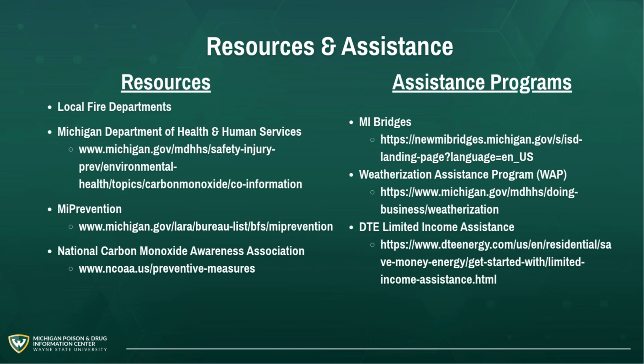The National Carbon Monoxide Awareness Association offers a wealth of information and resources that are available both nationally and in our state. In Michigan, qualifying applicants can receive help for the repair or replacement of heating equipment and appliances through programs such as MI Bridges, the Weatherization Assistance Program, and the DTE Limited Income Assistance Program. Be sure to check with your local utility provider for additional programs that may be available. And look for more resources on the MIPDC Seasonal and Holiday Safety page.